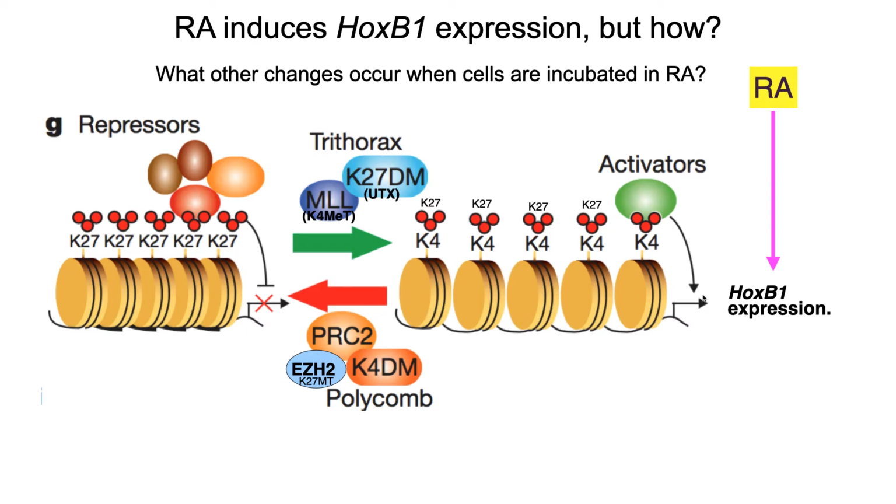Basically, they want to know, are JMJD3 and UTX involved in this retinoic acid-induced HOXB1 expression? Is the trithorax complex involved? Is it necessary, right? They want to start to see what is the mechanism by which HOXB1 expression is induced by retinoic acid. So the first thing they do is look at what other changes occur in the presence of retinoic acid. So let's take a look at that experiment.